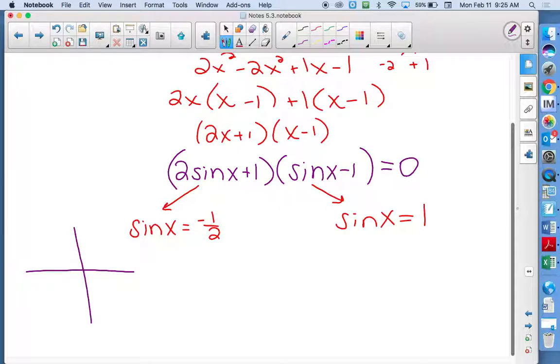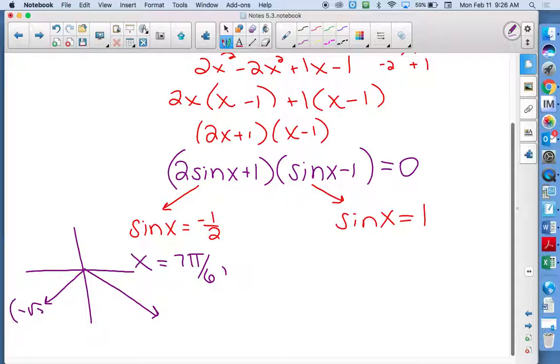Jacob Smith, where's sine negative? Quadrant 3 and 4. And when would it equal negative 1 half? 7 pi over 6. Nice. So remember, sine is the y.